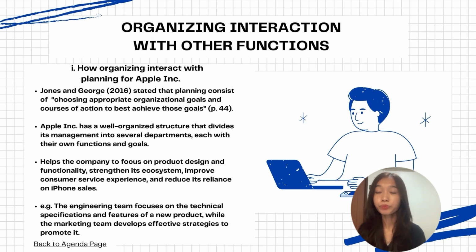Functional structure divides the organization into departments based on their function. Each function is headed by functional managers who are experts in the role they supervise. For instance, the engineering team focuses on the technical specifications and features of a new product, while the marketing team will develop effective strategies to promote it.